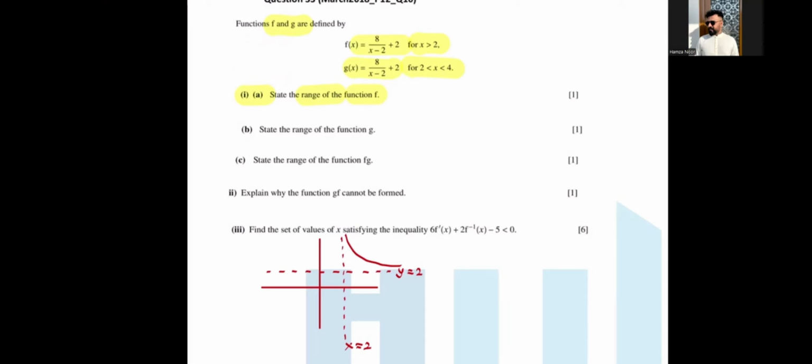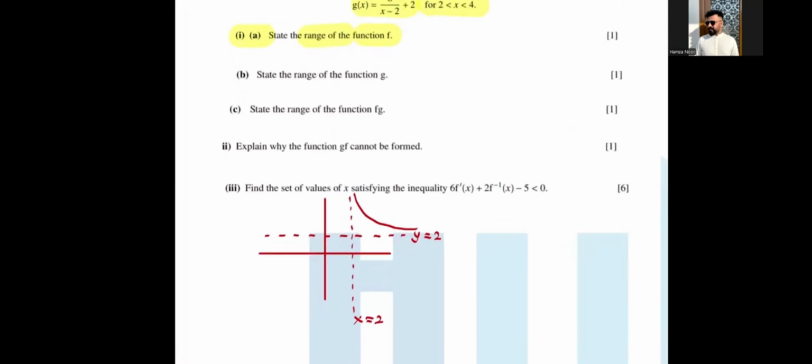So if there was no restriction on the domain of f(x), the graph would look something like this, where the y-intercept would be minus 2. However, the domain restricted in the question is x greater than 2. So I'm going to only keep the graph for the required domain, that x is above 2.